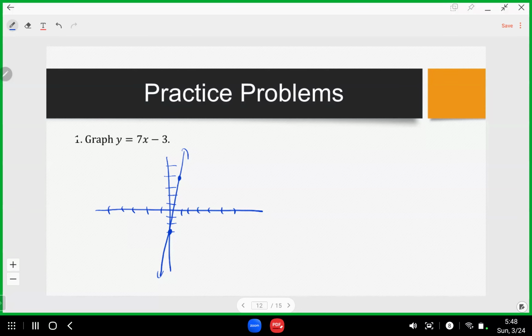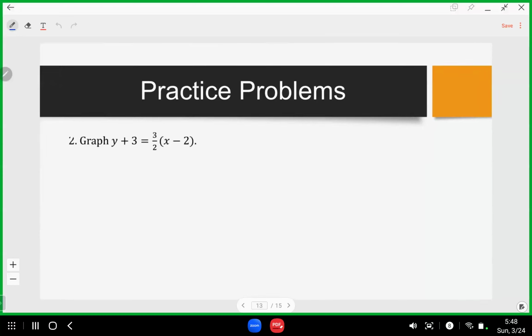Okay. Anyways, let's graph this next one. So this next one is in point slope form. So you need to convert it first to slope intercept form and then graph it.